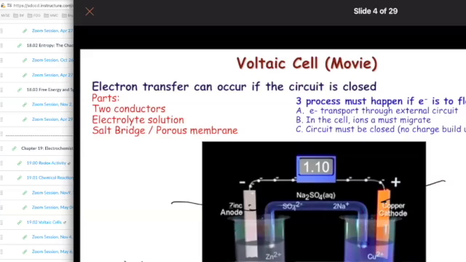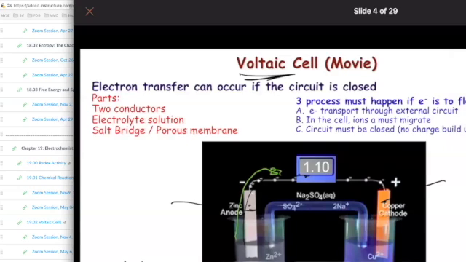Now this is for a voltaic cell. This is the anode. That's where the electrons originate. And the anode's negative. Anode, think of anions. Anions are negative, right? So that's where the electrons originate, and then they can go through this external circuit right here.